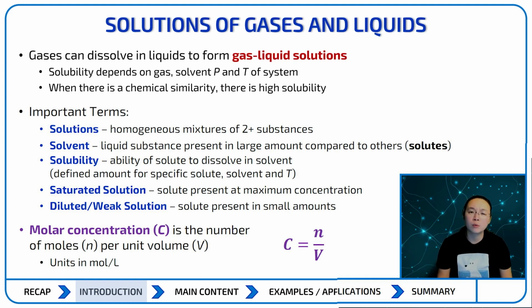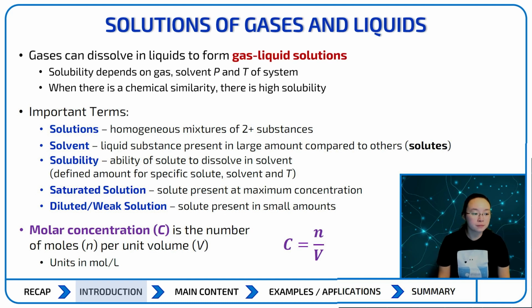Some important terms to know that I won't go through in much detail. You should know the definition of solutions, which is a nice, smooth, homogeneous mixture of two or more substances. You should know what a solvent is, which is a liquid substance that's present in a large amount compared to others. Basically solutes, those are the things inside solvents. You have solubility, which is the ability of the solute to dissolve in the solvent. You have saturated solutions, which means that the solute that's present is at its maximum concentration. It can't take in any more solute. You also have a dilute or weak solution, which means that you barely have any solute and it can take in more.